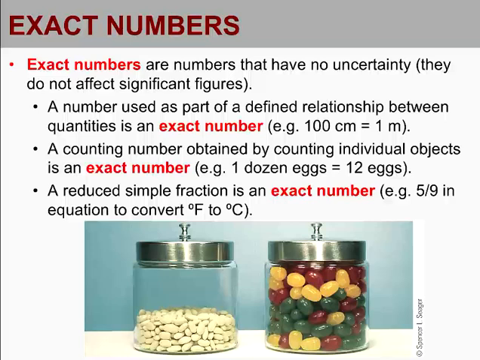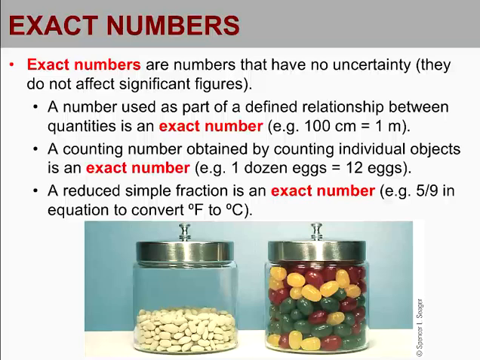Last time we were talking about measured numbers, and measured numbers come from experiments, and typically we're using a measuring tool such as a ruler, but exact numbers are numbers that have no uncertainty, so they do not affect significant figures. And last time we talked about how to determine the number of significant figures for a measured value, but with exact numbers we don't have to take into account significant figures.